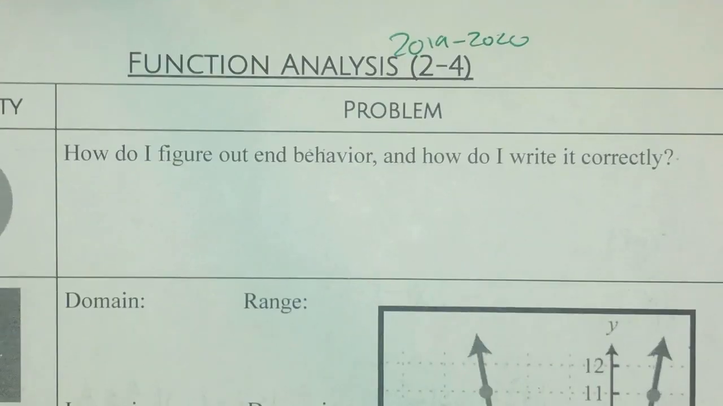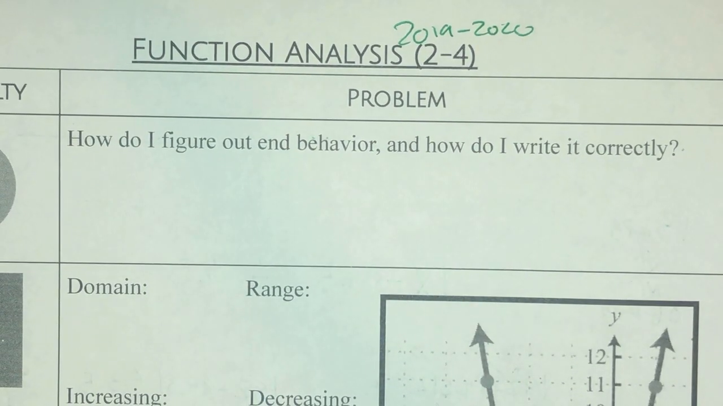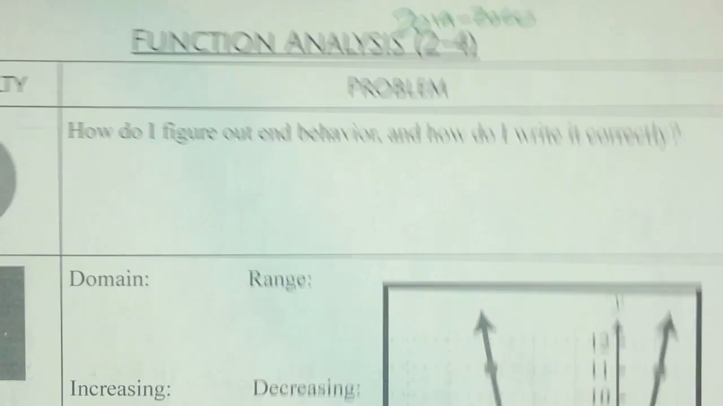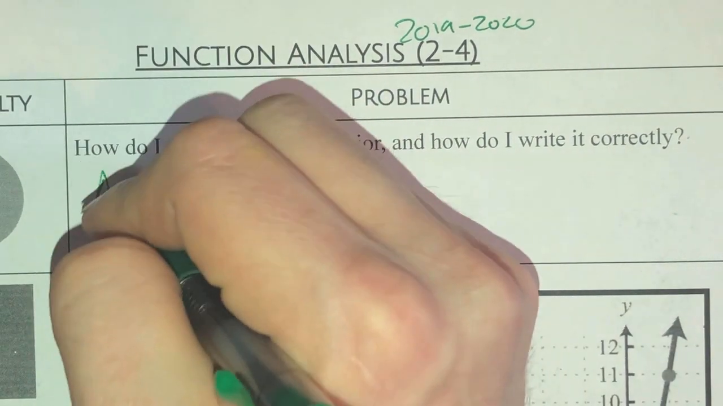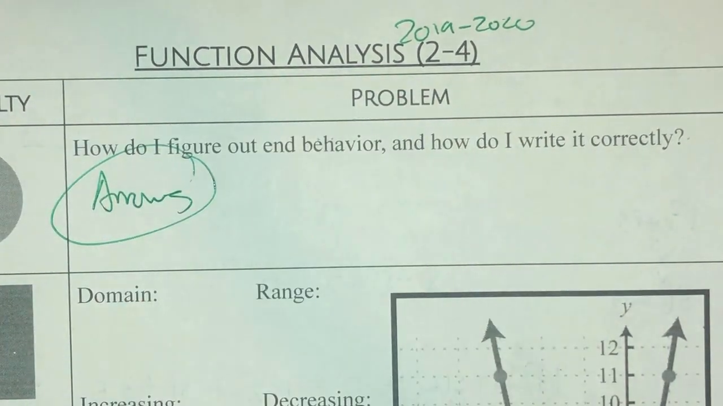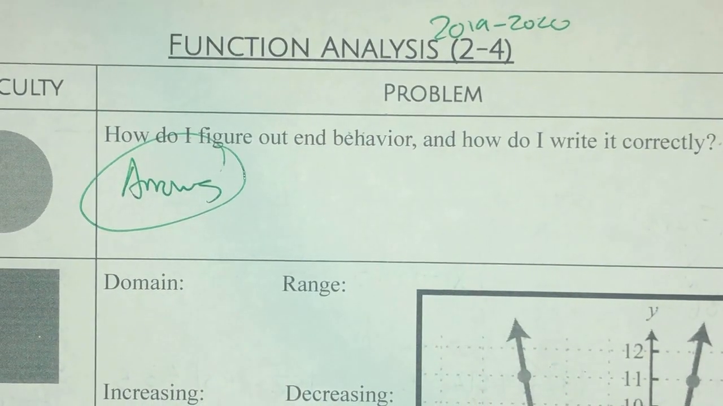End behavior only occurs when there are arrows on the end. If it starts and it ends, it's not going off. X is not going to infinity, so there's no real end behavior, more or less. So again, the arrows are the key. If there are no arrows, there's not really going to be end behavior.